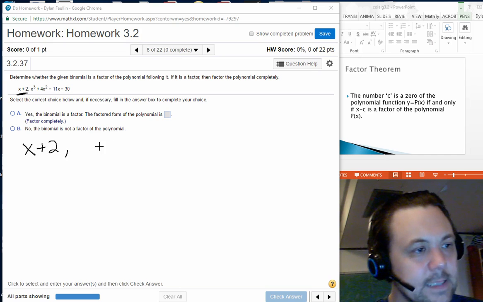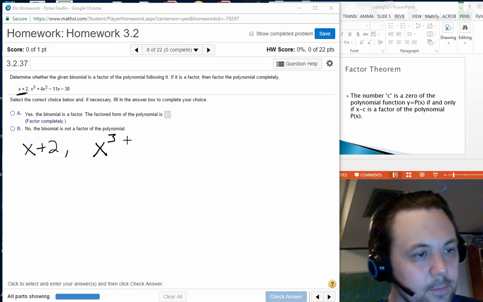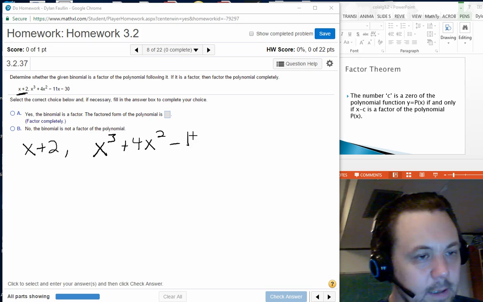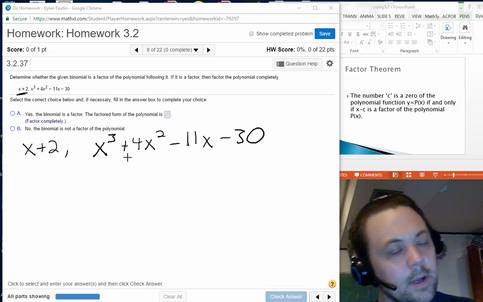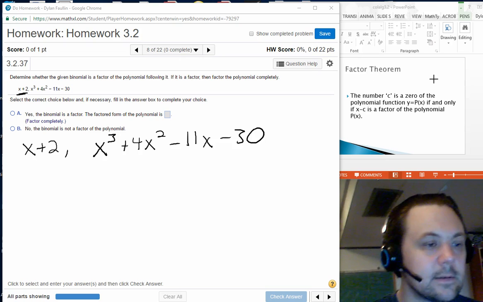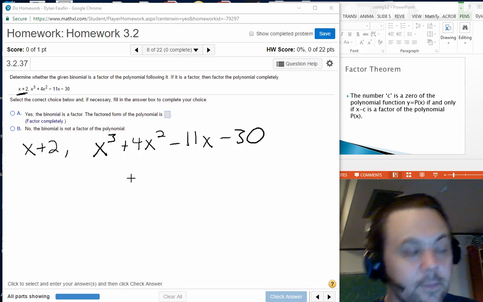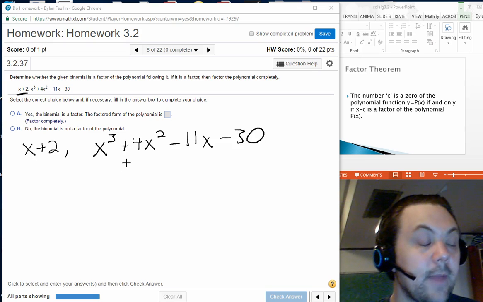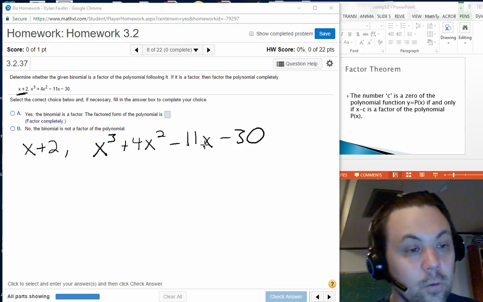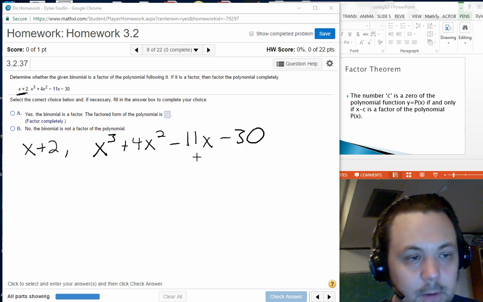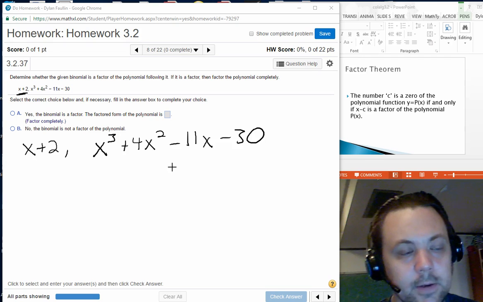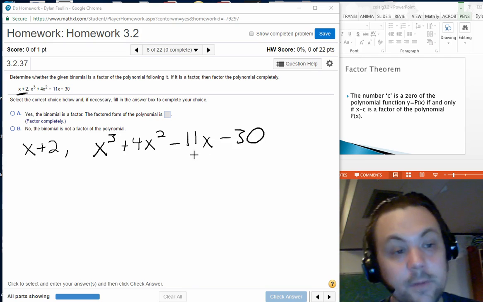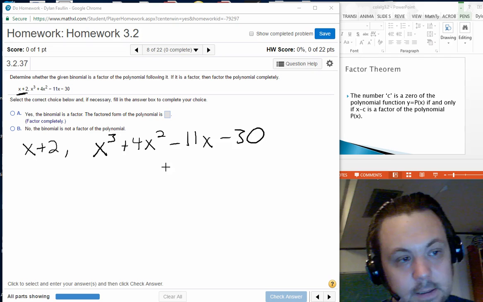And we want to know if that's a factor of x to the third power plus 4x squared minus 11x minus 30. And you might say, oh, if I want to know if x plus 2 is a factor, I'll just factor the polynomial and see if x plus 2 is one of the factors there. That would work if this is something you were able to factor. But this kind of polynomial doesn't fit the form of the things that we've learned how to factor up until this point, so you are unable to factor this using previous techniques.